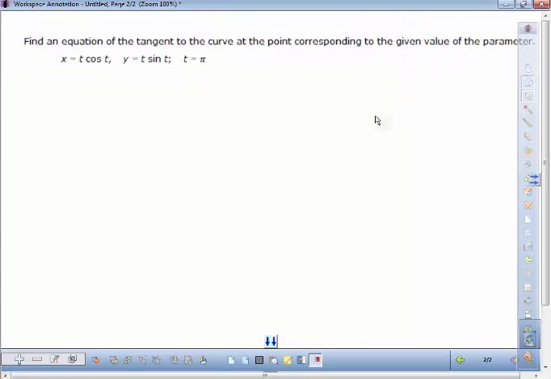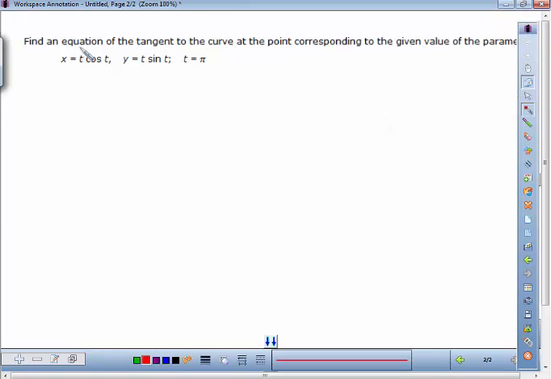So we want to find the equation of the line tangent to the curve at the point corresponding to the given value of the parameter. So we have t cosine t, t sine t, that's your x and y, and then you have t equal to pi. So that's your given value at a particular point. To find an equation of a line, we need a point and a slope. So let's find the point.